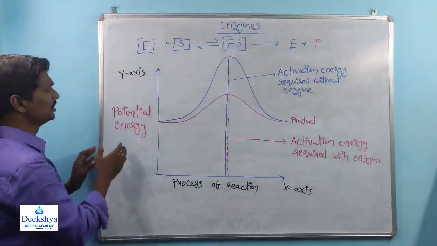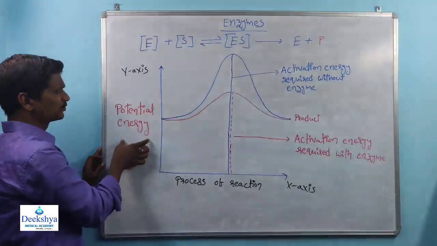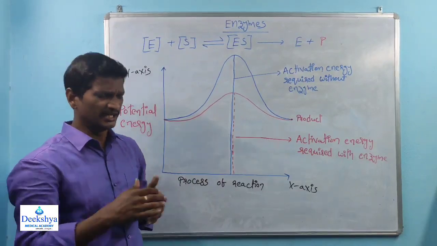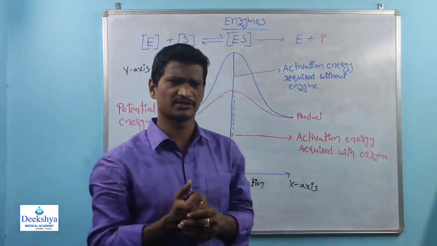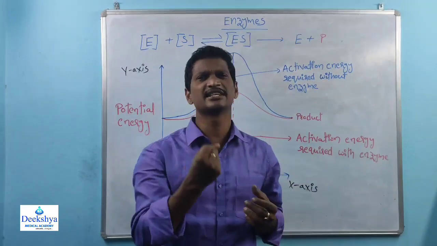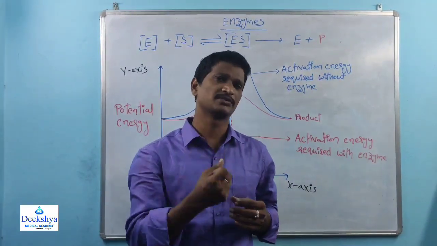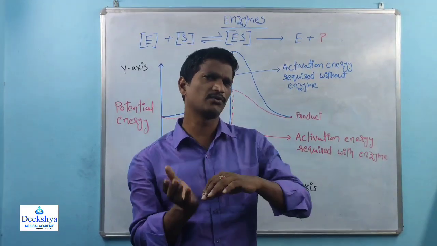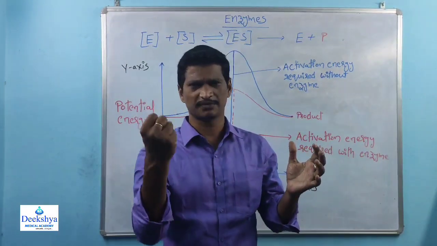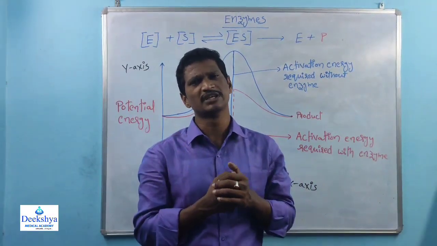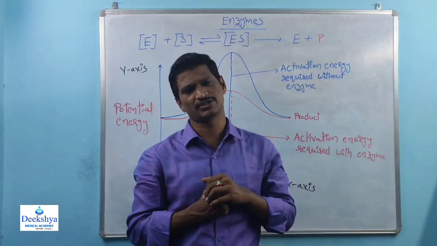Coming to the y-axis, here we are taking potential energy. Potential energy here relates to any reaction we have discussed. If one substrate is converted into product by a certain enzyme, certain molecules are converted into products. That is nothing but substrate being converted into product. During this conversion process, a certain amount of energy is utilized.